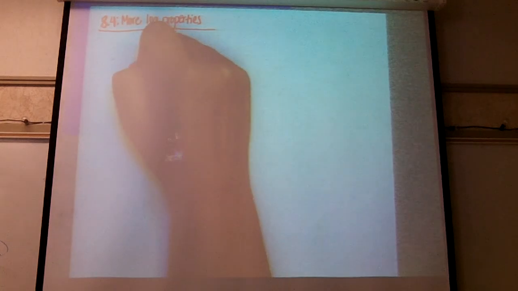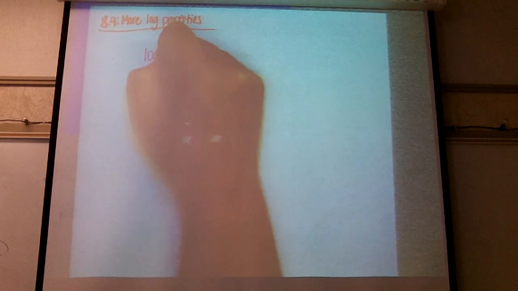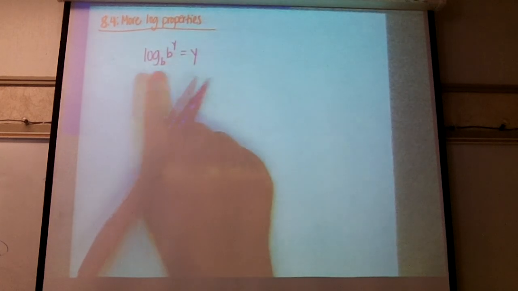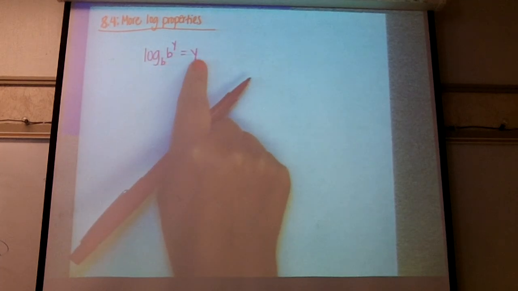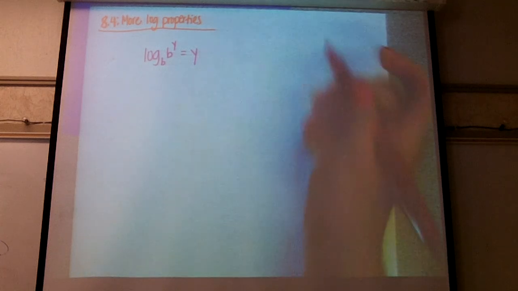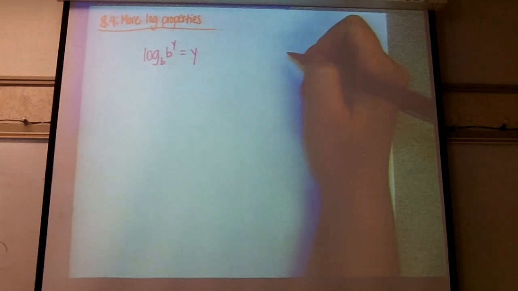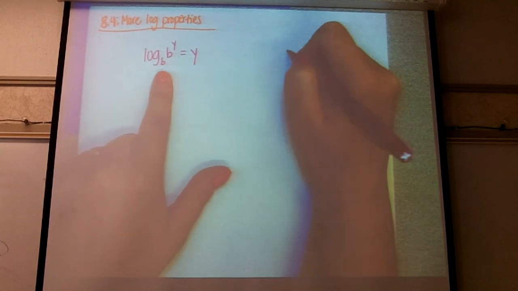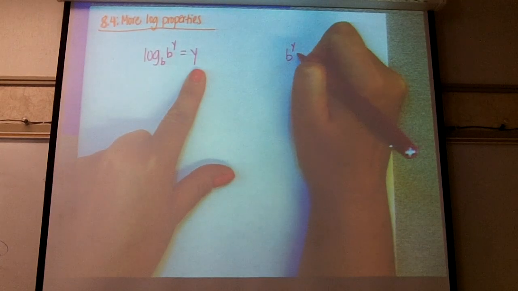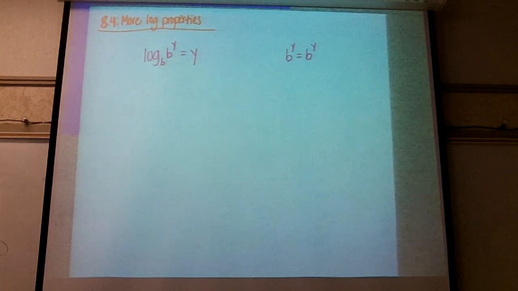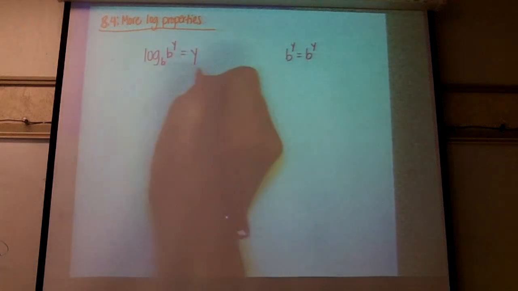So the first one, these are kind of little unique properties. This is the first one. So log base b of b to the y is really just y. And if you recall, writing things in exponential form versus logarithmic form, if you were to take b to the y equals this, you notice you get an equality statement. So that's why that's true.